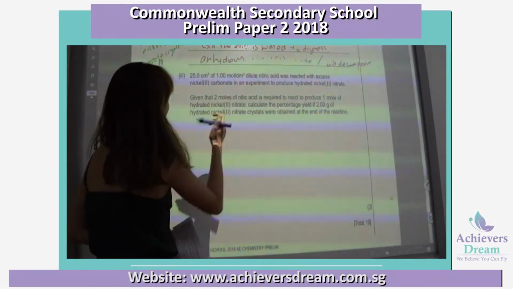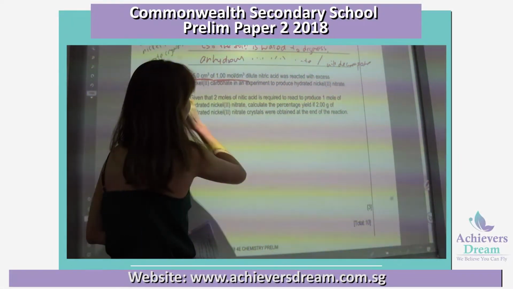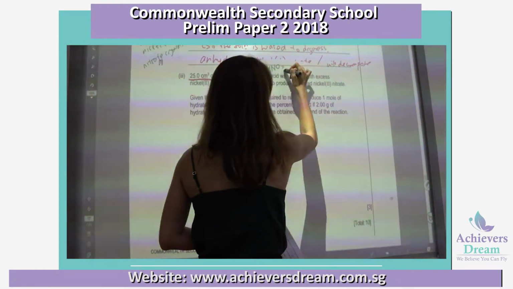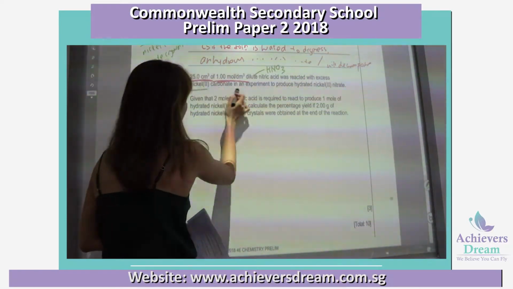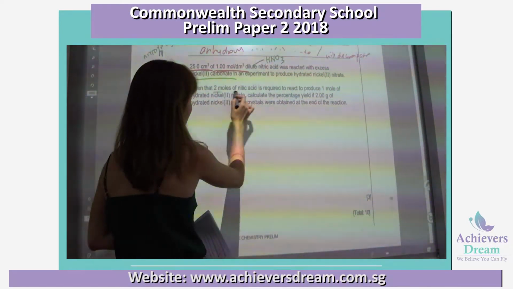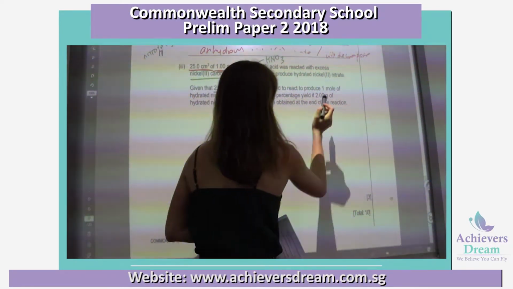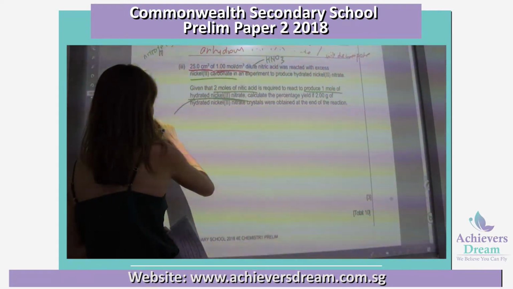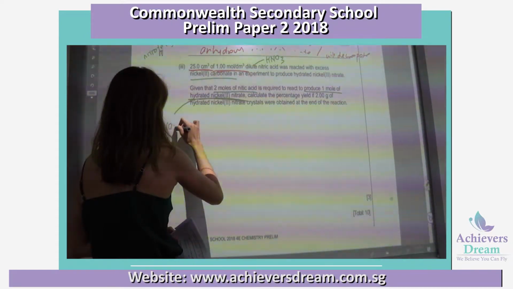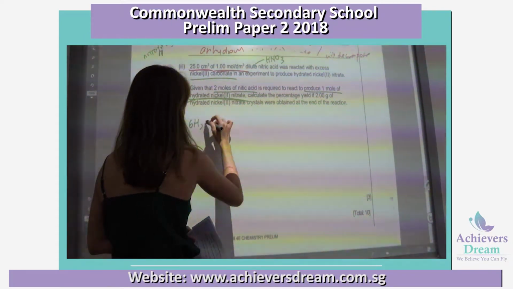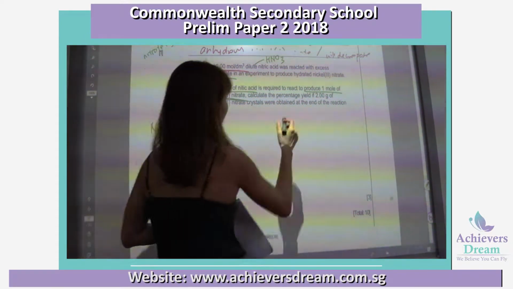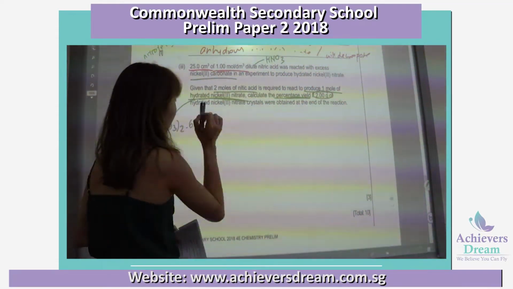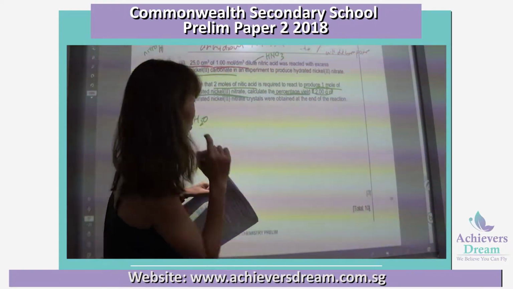So for part 3, they say 25 cm³ of 1 mole per dm³ dilute nitric acid was reacted with excess nickel 2 carbonate. So given that 2 moles of nitric acid is required to react to produce 1 mole of hydrated nickel 2 nitrate, which is Ni(NO3)2 from the equation above, calculate what is the percentage yield if 2 grams of hydrated nickel 2 nitrate were obtained at the end of the reaction.